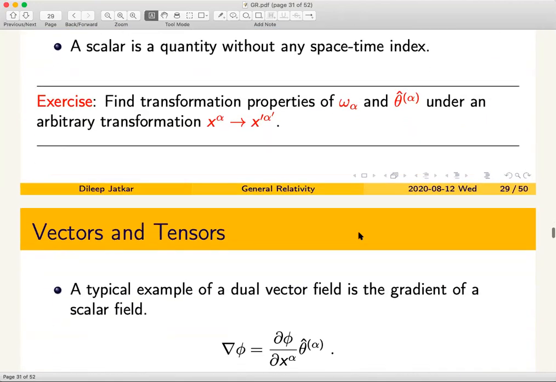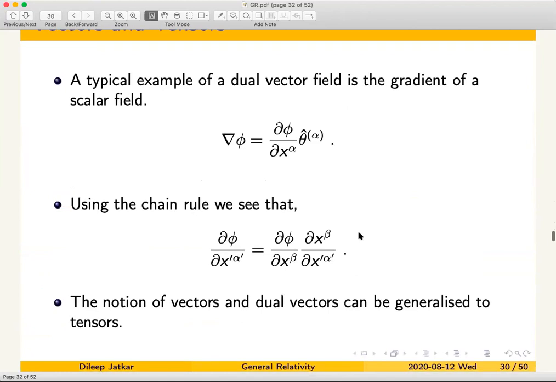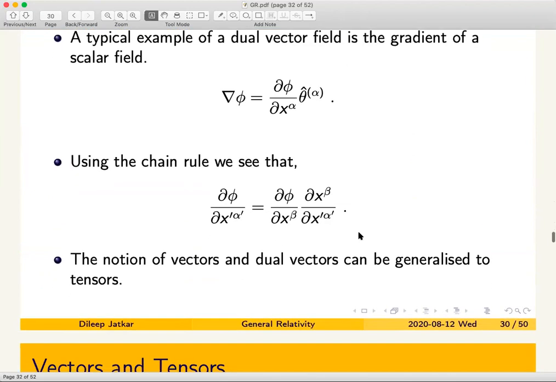Okay, so maybe let's get back to what we're talking about, and that is, we generalize this notion from vectors and dual vectors to tensors. Tensors are nothing very dramatic from whatever we have just studied. The only difference is that vectors, or the components of vectors, carry a single index. Scalars do not carry any index. Tensors carry more than one index. So nothing very special really.